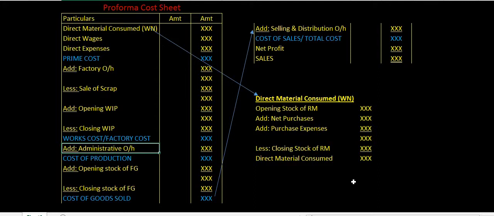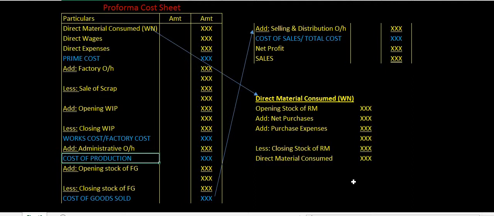Now office and administrative expenses are normally written on the debit side of the profit and loss account. These are the expenses related to our office, like office salaries, printing, stationery, office rent. All these things form a part of our administrative overheads, or office and administrative overheads. So to our works cost, when we add our administrative overheads, what we get is our cost of production. This is the total cost of production that we have made till now.